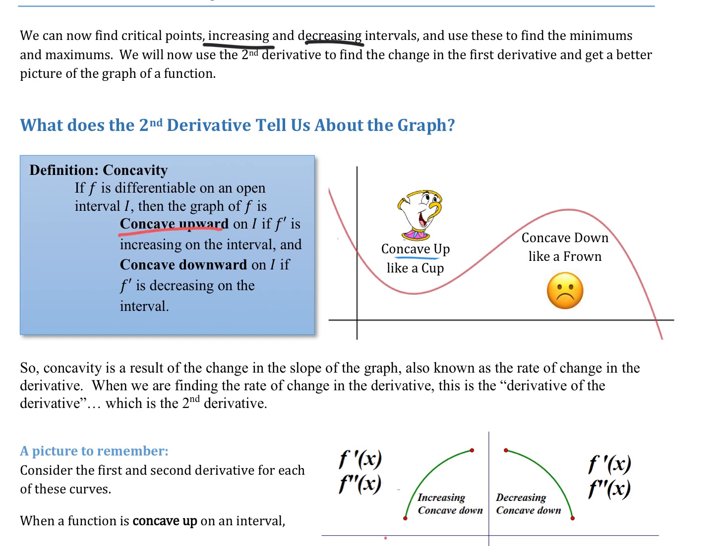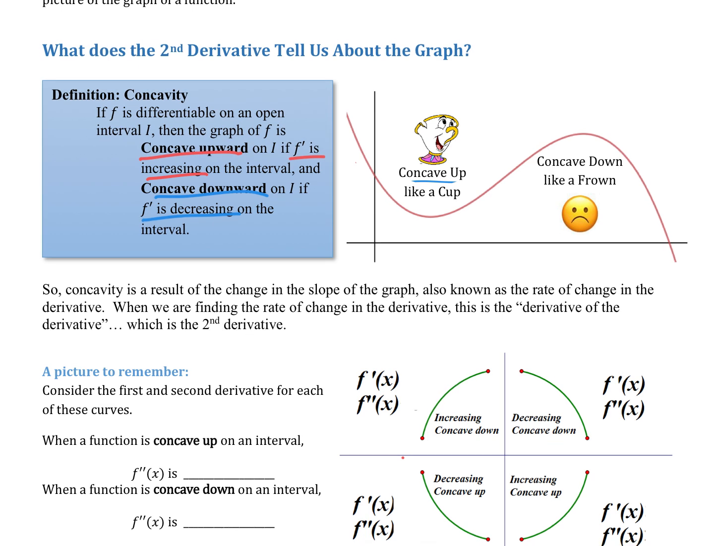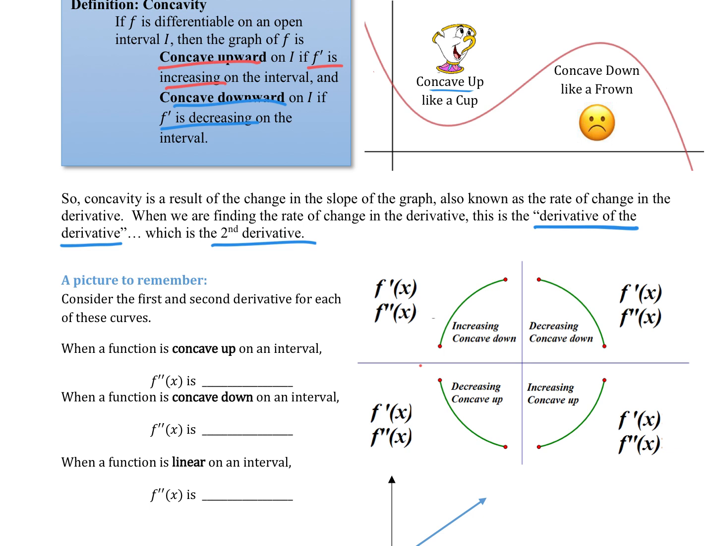So it's concave upward if f prime is increasing. The function is concave downward if f prime is decreasing. Okay, so an increasing first derivative gives us concave upward, and a decreasing first derivative gives us concave down. Now, the rate of change in the derivative is the derivative of the derivative. So finding this change is finding the derivative of the derivative. We call that the second derivative.